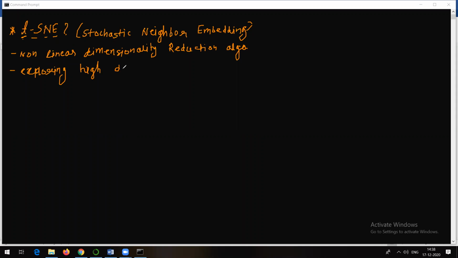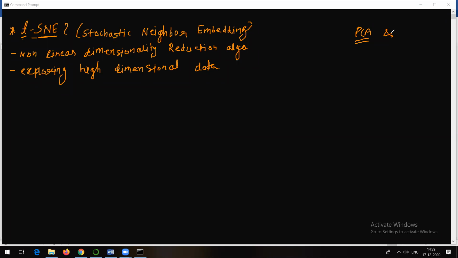Whenever we say dimension, that means we are talking about features. In yesterday's example, I told you there are 100 features. For example, there are 500 features. Definitely in that case, t-SNE is going to come into the picture. Now, which one is better, whether PCA is better or t-SNE is better? That we will see at the end actually.